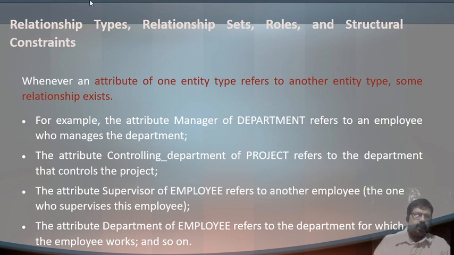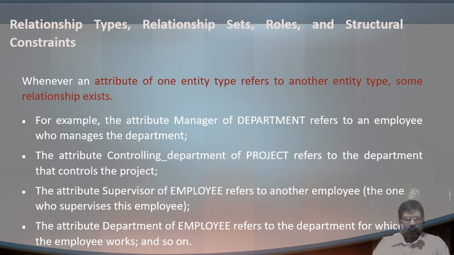Here you can see the same concept is given. For example, the attribute manager of the department refers to the employee who manages the department, that is the relationship manages, and it is between the MGR SSN of the department table and the SSN of the employee table. The attribute controlling department of project refers to the department that controls the project, and the attribute supervisor of employee refers to another employee within the table, one who supervises these employees, correct?